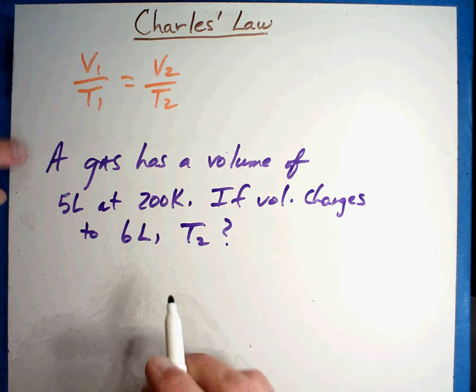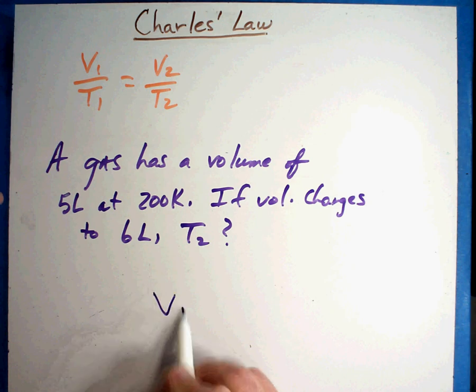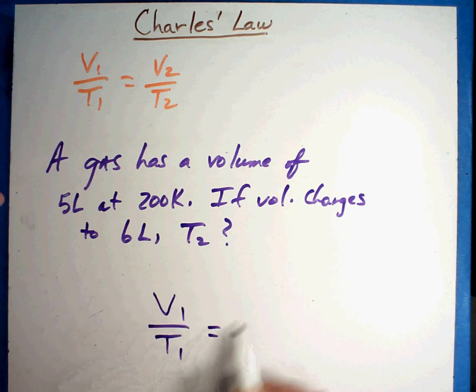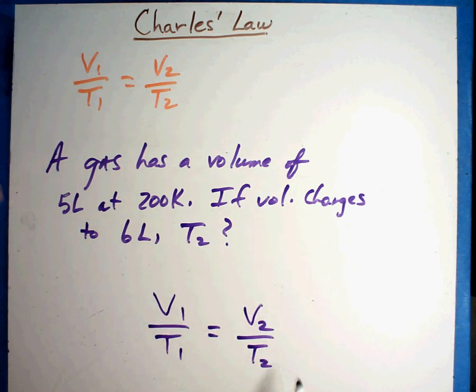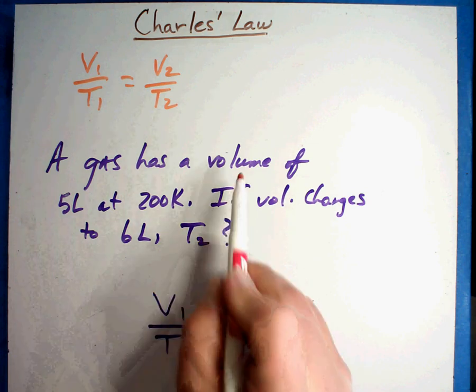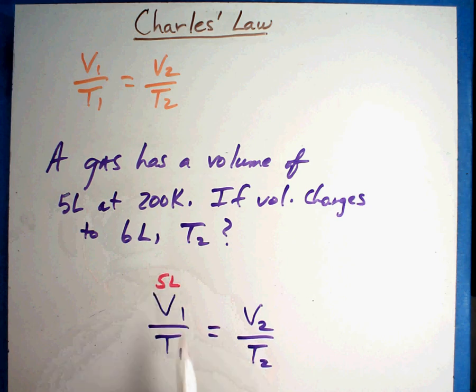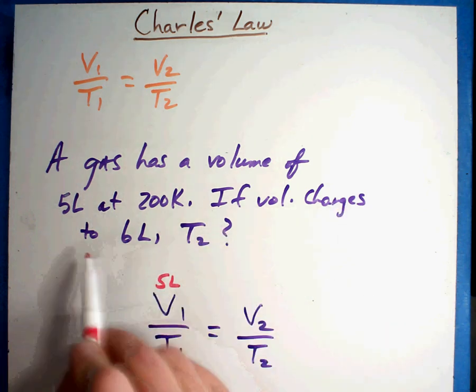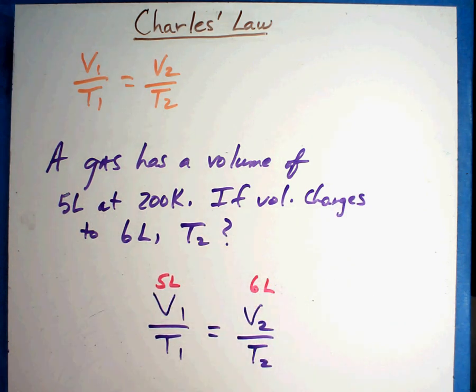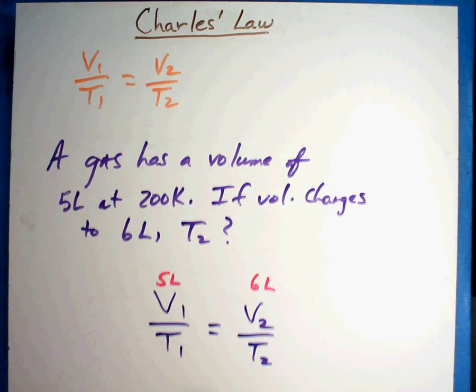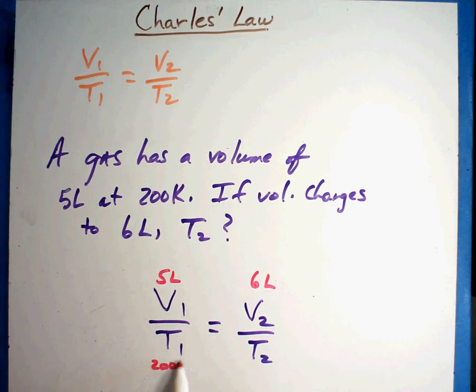All right, first thing you want to do, just like always, write your formula down. V1 over T1 equals V2 over T2. Here's why. It is a different looking law than Boyle's Law. Write the formula down and plug the numbers where they go. Let's see what we have. A gas has a volume of 5 liters, so I'm going to put that there. And the volume changes to 6 liters, so I'm going to plug it there. If the temperature is at 200 Kelvin, what is temperature 2?